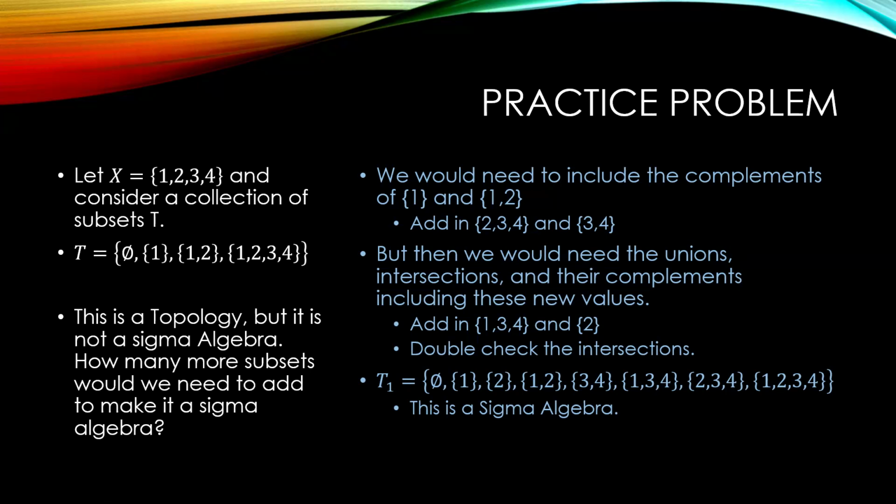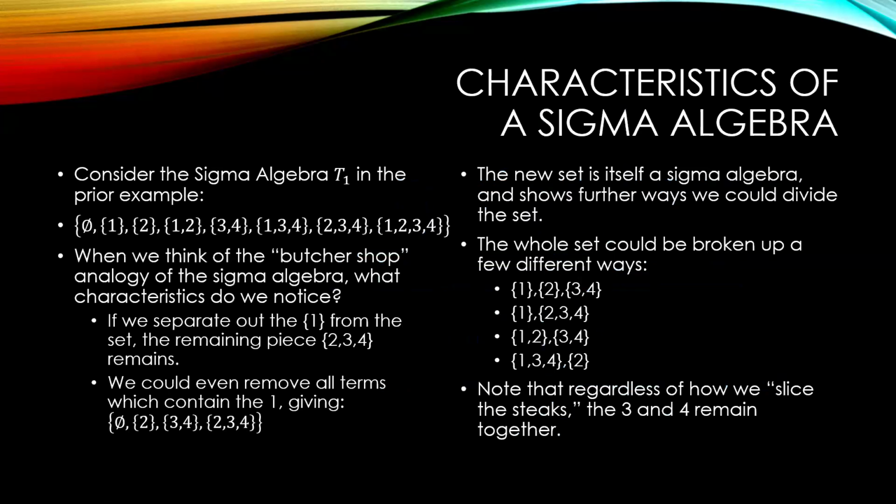Now, looking at this, we can start to look at the structures again. Can we start to see how things are being divided? Are there a pair of numbers which are always going to be paired together? Are there certain numbers which we could section off? Well, that's the characteristics of a sigma algebra. Consider the sigma algebra which we just came up with. When we think of the butcher shop analogy of the sigma algebra, what characteristics do we notice?